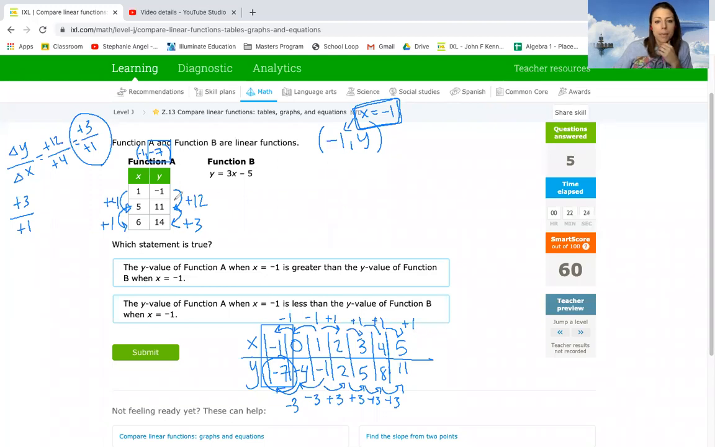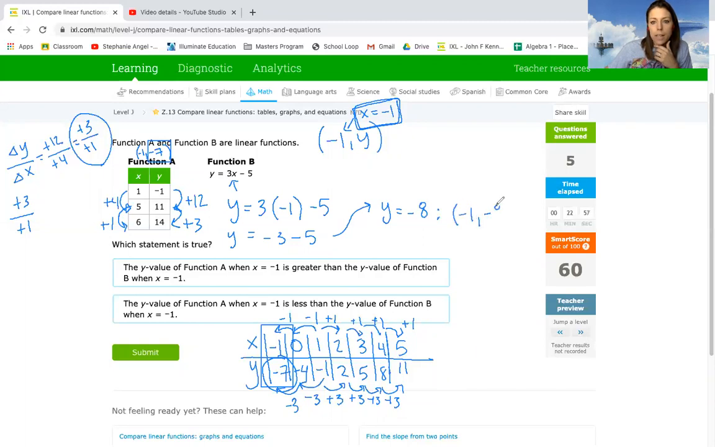Okay, for function B, when you are given an actual equation, all you're going to do is plug in -1 for x. Just plug it in, and then you'll get your y. So really what we have here is y equals 3, plug in -1, minus 5. And then we're just going to simplify. 3 times -1 is -3 minus 5. So y equals -8. So the point here would be when x is -1, y is -8. But for the sake of this assignment, we're really just concerned with this piece right here, -8.